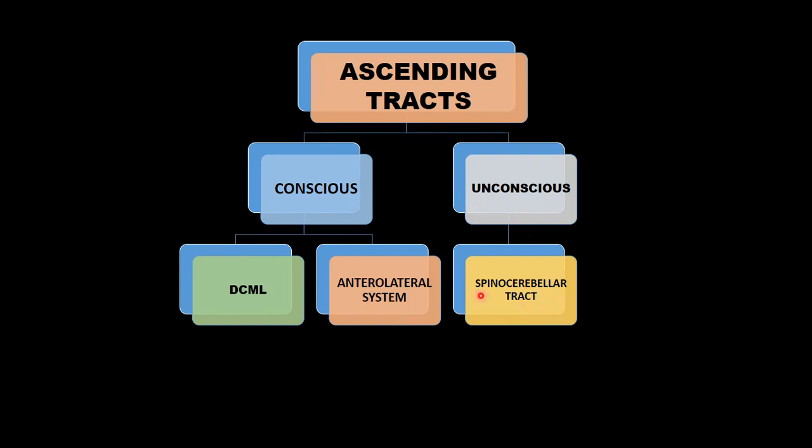Just remember, in ascending tracts we need to learn these three tracts very briefly, and these are the main ones which we need to learn. Basically, dorsal column medial lemniscus is for fine touch, for vibration, for proprioception. So let's discuss what this DCML is.